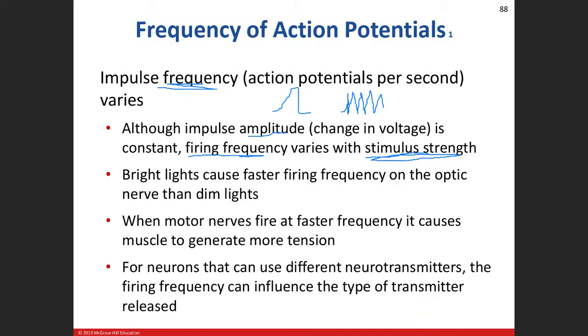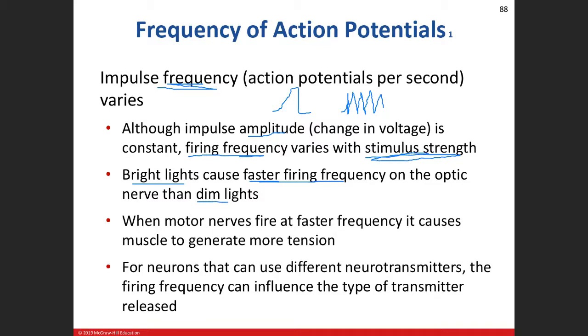We'll talk about this a little bit when we get into chapter 16 with the optic nerve. But for example, bright lights and the photoreceptors in your eyes. When we're dealing with bright lights, we are going to have a faster firing frequency than we would with dim lights. Part of that has to do with the difference in the photoreceptors. But when we're dealing with the cones, the same type of photoreceptor, we have a decrease in our stimulus strength with dim lights compared to bright lights.